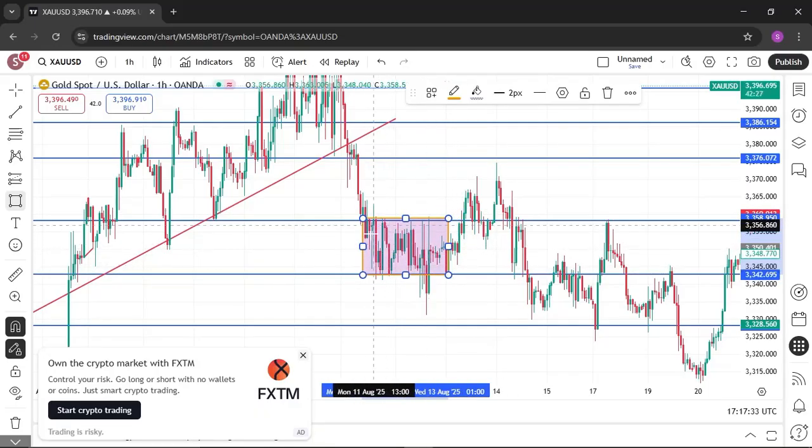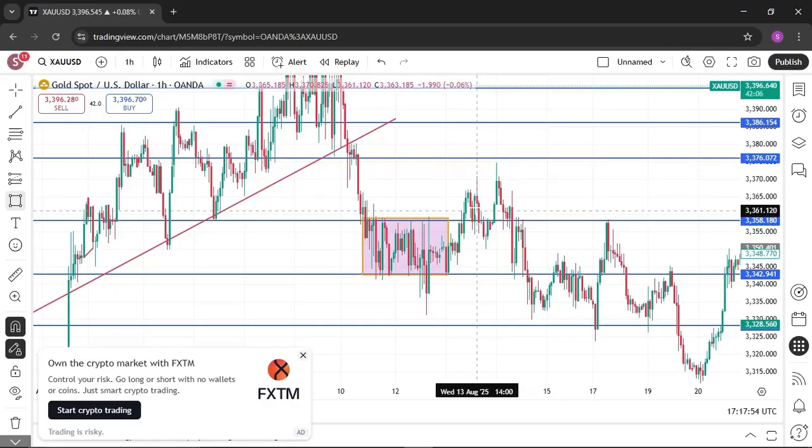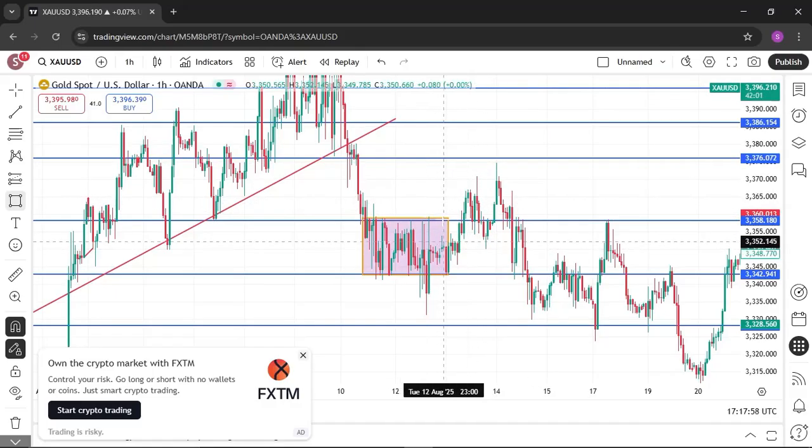We call this ranging market because the price has not gone beyond this line, and it has not gone above this line. That is, the market has been ranging here. So that's ranging market, and that's the three types of market movement. That is how the market moves. Okay?